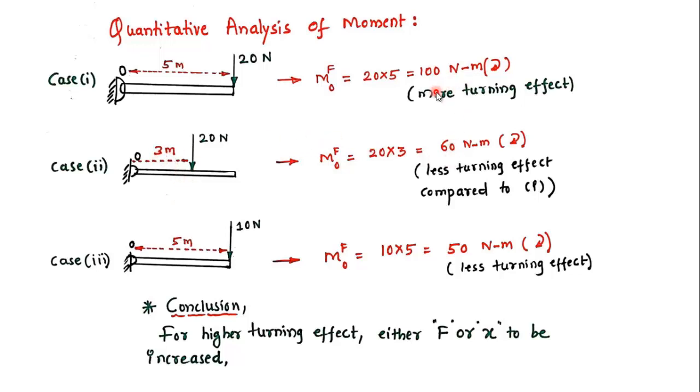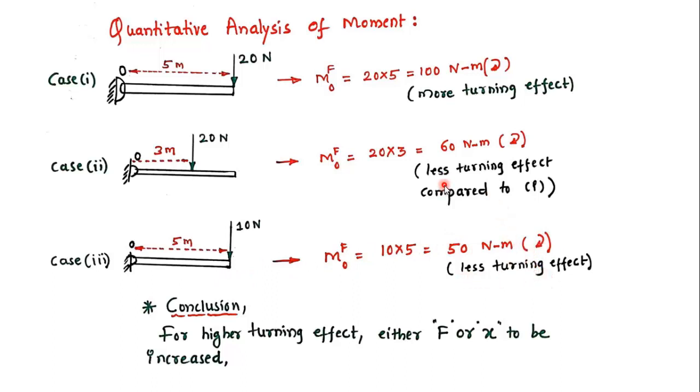Then when we compare with case 1, this will have more turning effect. The third case, I have taken the same distance x, 5 meter. Now we have reduced the force, it is 10 Newton. Now the turning effect or the moment of this force about point O is 10 into 5, 50 Newton meter. Of course clockwise, less turning effect.